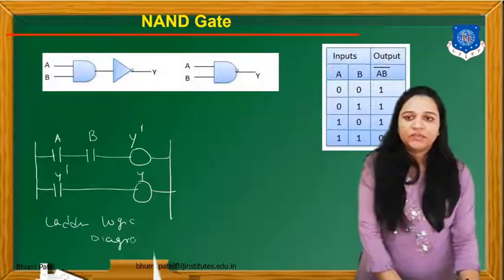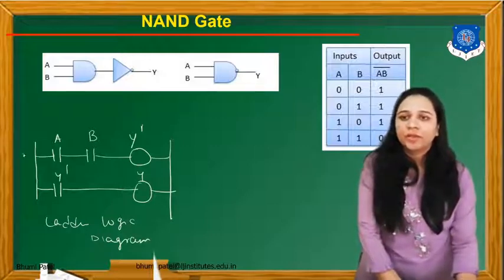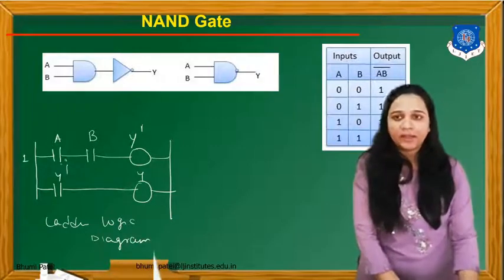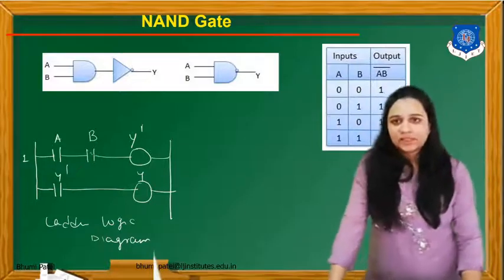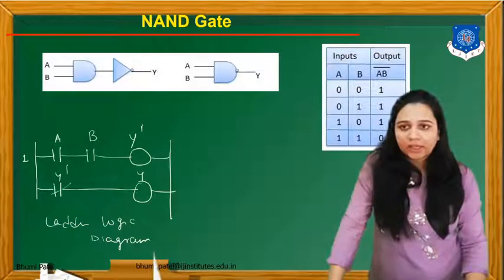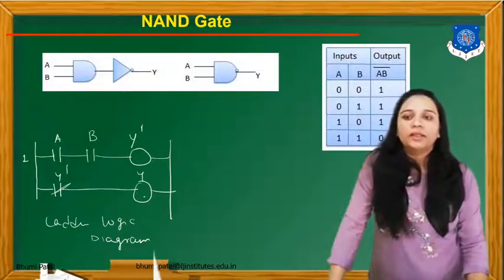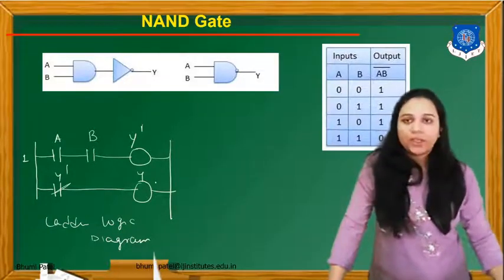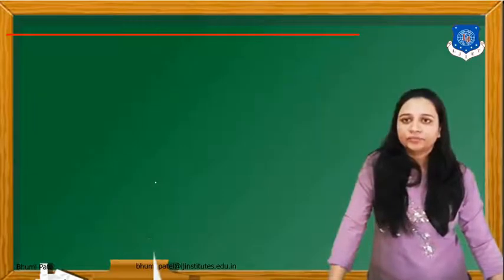So whenever we deal with the NAND gate in the ladder logic diagram, first in the first rung we put the logic of the AND gate, A and B in series connection, and then we put the complement of this A and B and we get the actual output. Okay, now next is the NOR gate.